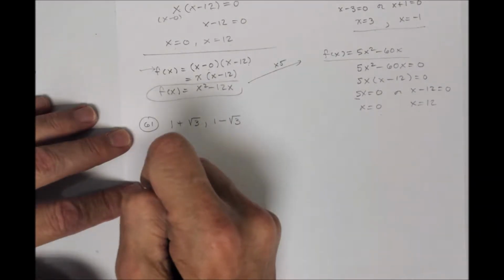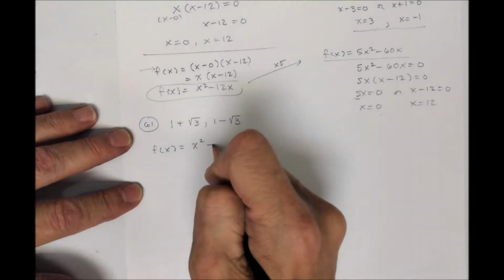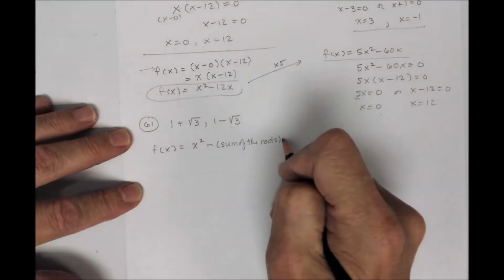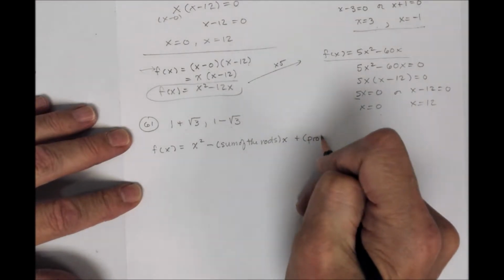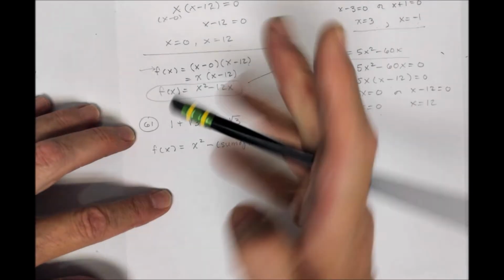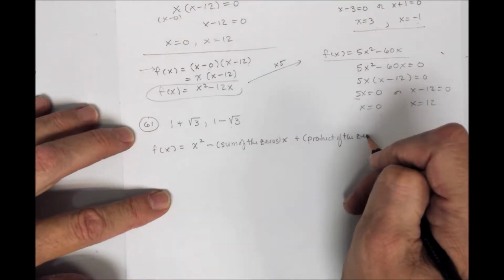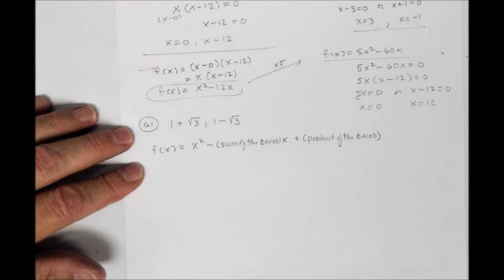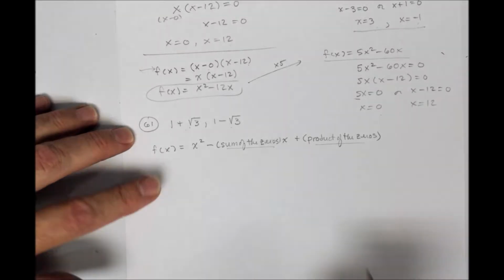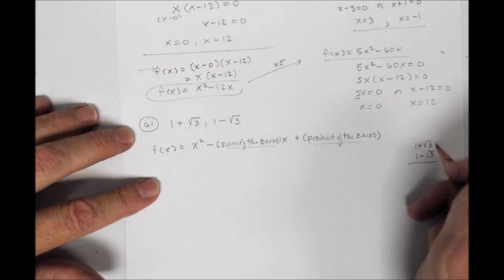You can get your function, and it's going to be quadratic. It's going to be x squared minus the sum of the zeros times x plus the product of the zeros. I wrote roots, let's write zeros. And you can get the equation this way. So all you have to do is take the two zeros, add them, put it here, multiply them, put it here, boom, done. So if I take 1 plus the square root of 3 and I add 1 minus the square root of 3, I get 2.